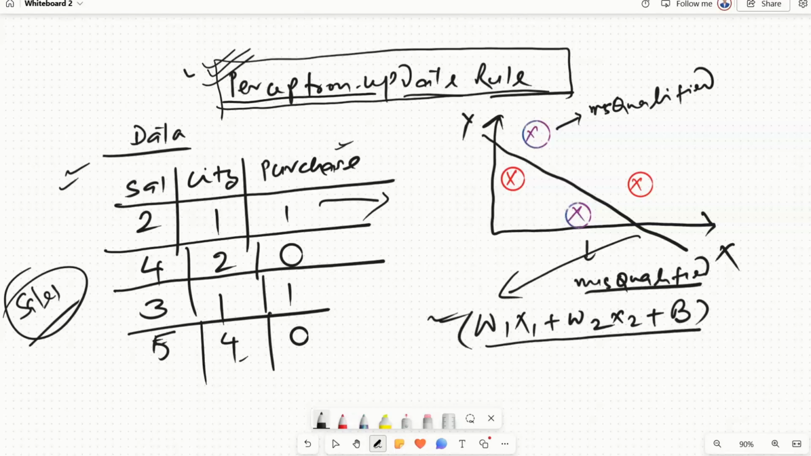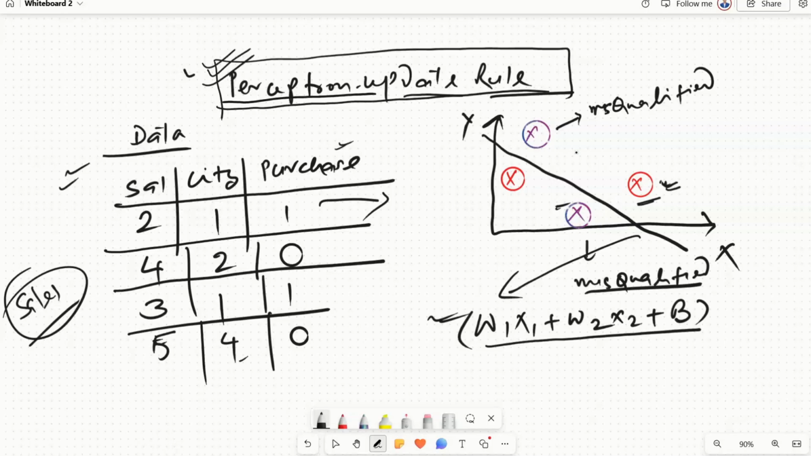So let's suppose this point is representing that purchase happened, because it is falling in the purchase region, and this point is representing that purchase did not happen. Let's assume that this point is correctly qualified. I mean, my perceptron, my line, is predicting that purchase happened, and actually purchase happened. So it is not misqualified. It is a rightly qualified point. Similarly, my model is saying that for this point purchase did not happen, and actually purchase did not happen. So these 2 points are in the right region.